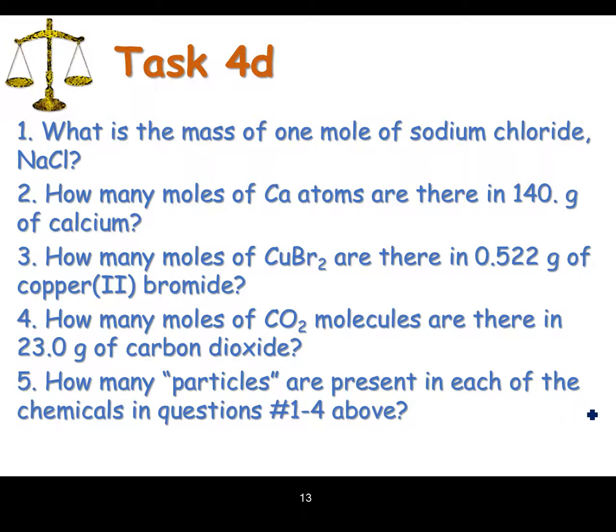You're going to go ahead and plug these answers in online and check to make sure you're getting it. Be aware for number 5 here, we're asking how many particles are present. So you're going to have to be reminded of this: 6.022 times 10 to the 23rd particles per 1 mole. Okay, so don't forget that relationship.